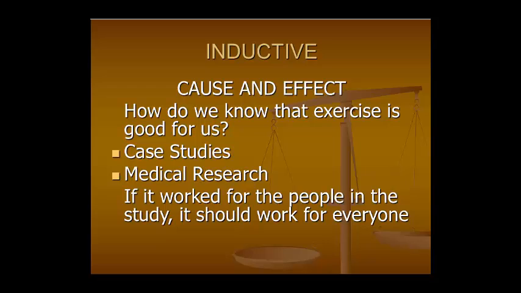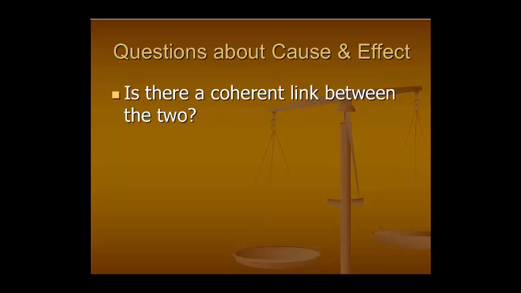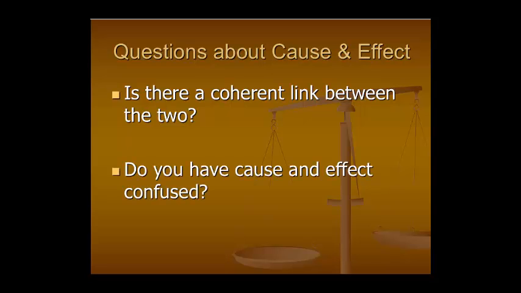If it worked for the people in the study, it should work for everyone. If somebody exercised and had better blood pressure, then that should work for anyone. There are a couple questions about causal correlations that we need to discuss. Is there a coherent link between the two things, that cause and the effect? It's pretty easy to find a link between two things. What's more difficult is to sometimes determine which one is the cause and which one is the effect, because they can be confused rather easily sometimes.